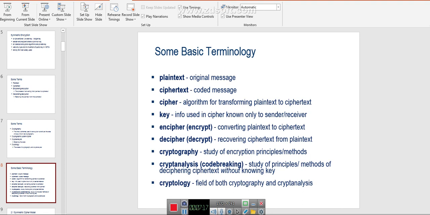And we basically said cryptography is the study of encryption principles or methods. We also have cryptanalysis or code breaking. These are methods of deciphering ciphertext without knowing the key.